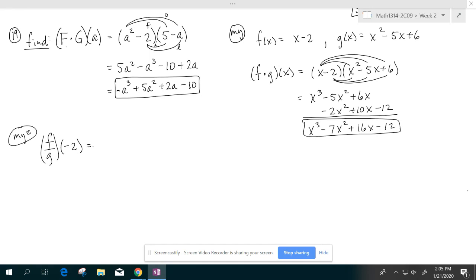All of these x's need to be replaced with -2. This -2 is going to be in parentheses. Well, this is going to be replaced also. Every x has to be replaced with -2.